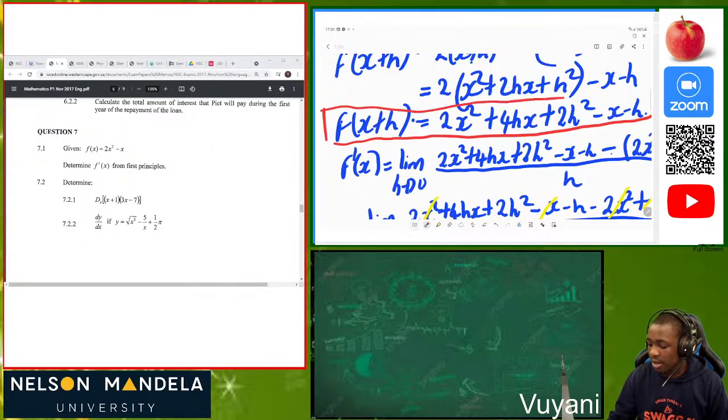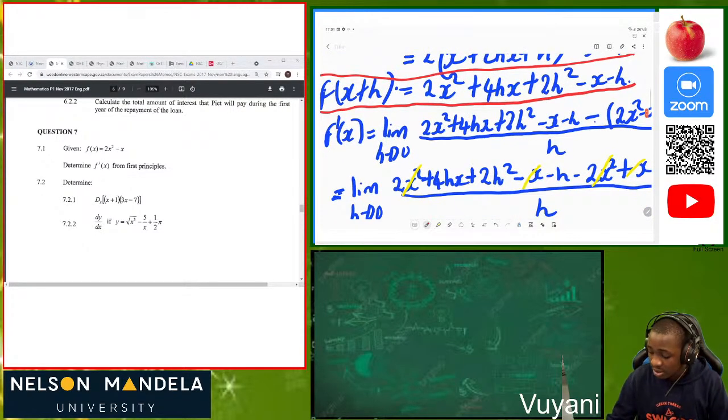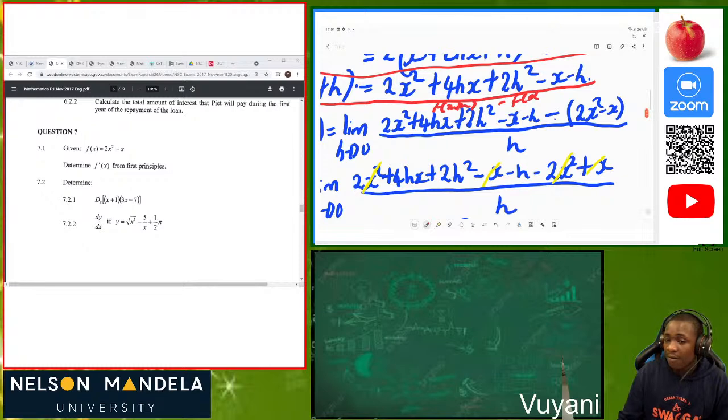After we arrived at this step, we substituted into our equation. We know that our equation is the limit as h approaches 0 of f of x plus h minus f of x. This is our f of x plus h, which we calculated initially. Then we subtract f of x. This is f of x.